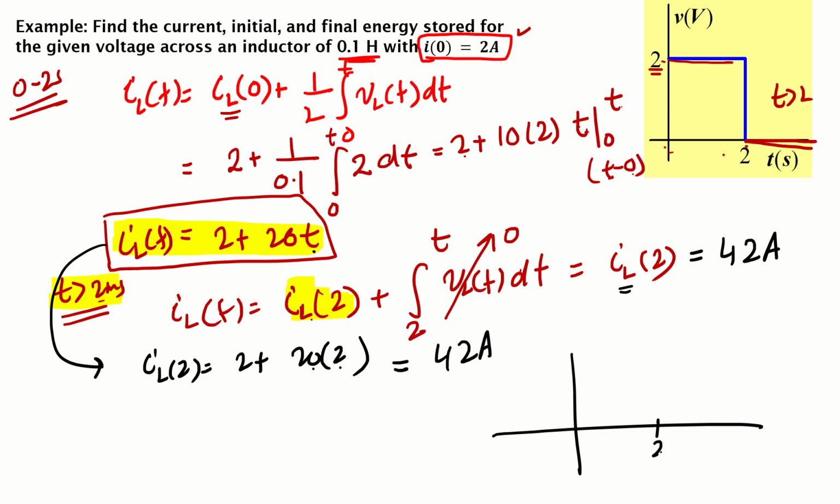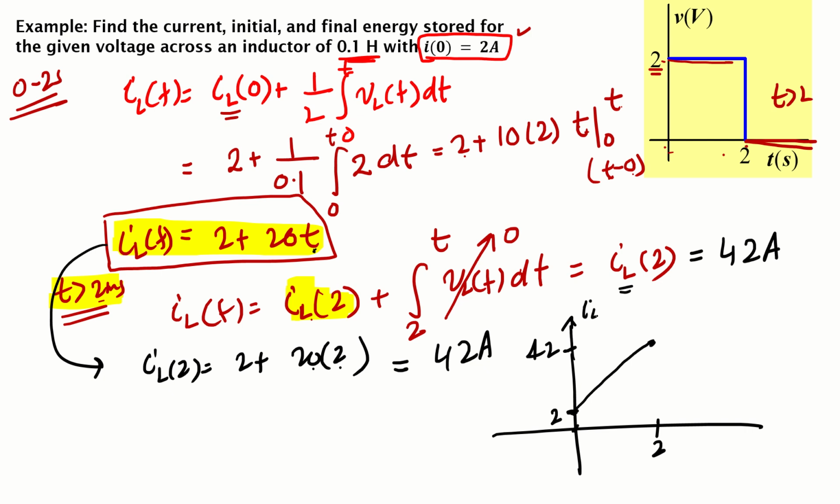Like from 0 to 2. So if I put t is equal to 0 here, 20 times 0 is 0, plus 2. So at t is equal to 0, the value of current is 2. Then at t is equal to 2, the value of current is how much? 42, right? So we can get a straight line with the value of this one.